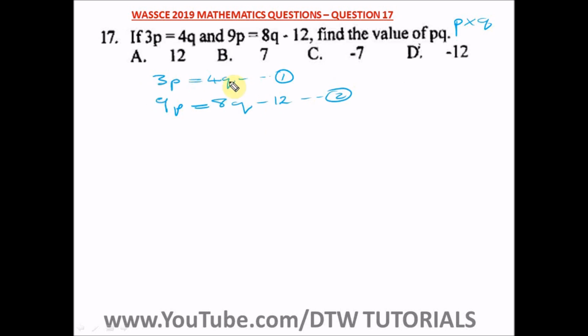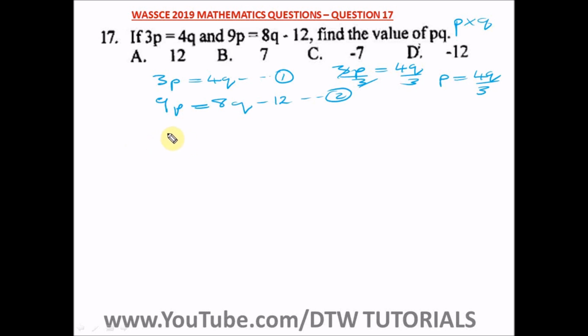So here, making p the subject of formula, we have 3p is equal to 4q. Divide both sides by 3, cancel, and we're left with p is equal to 4q over 3. So let's put in the value of p as this into this equation. So here, what do we have?